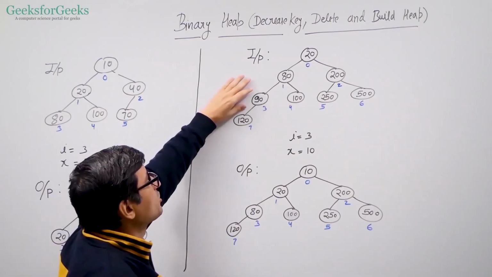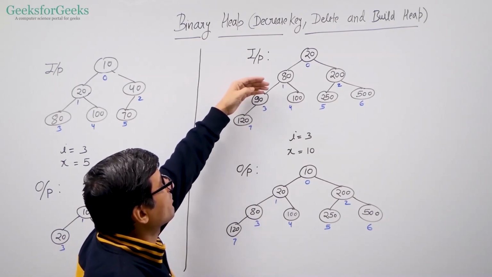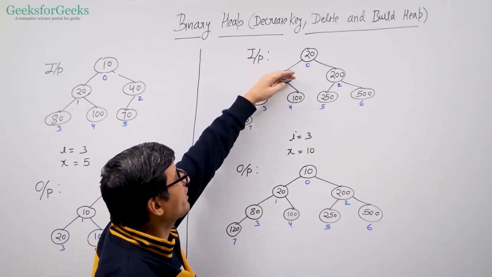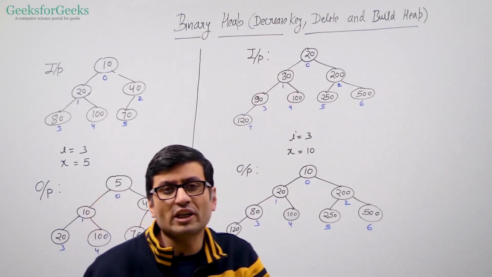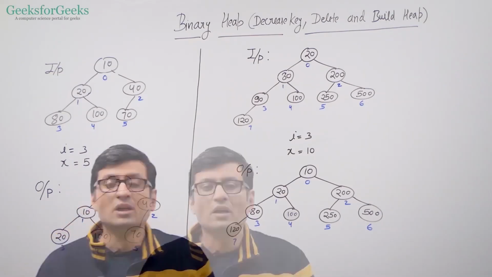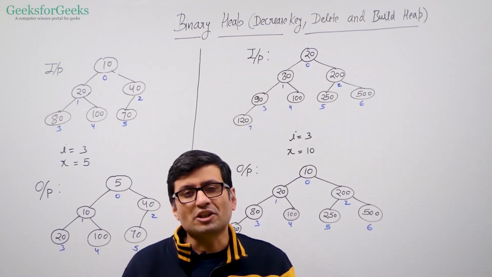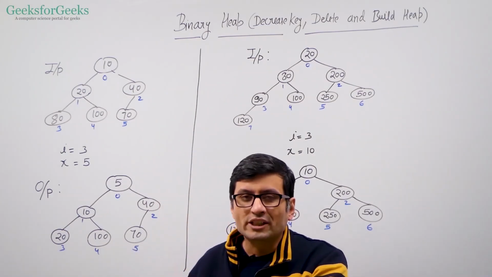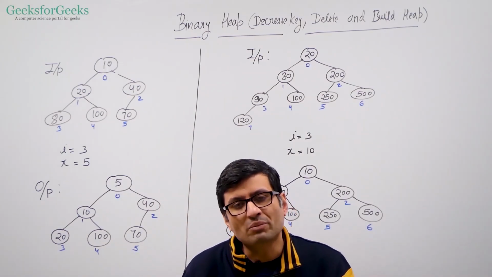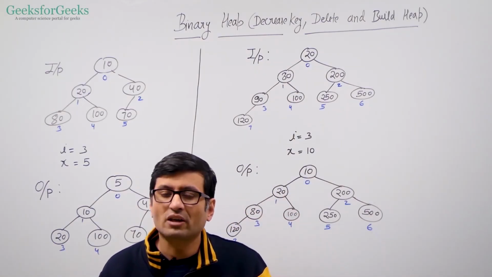Suppose you were changing it to something like 30, then this 30 would not have become root. It should have gone someplace like here, right? So we need to make sure that min heap property is maintained once you update the value. Now please pause this video and write a function that takes a heap as input, an index as input, and a new value as input, updates the heap and makes sure after updating it is still a heap.